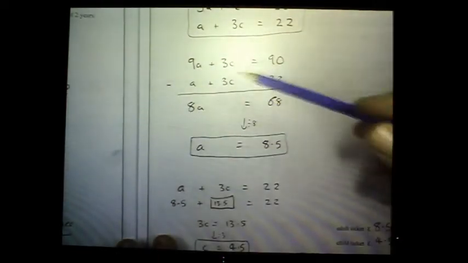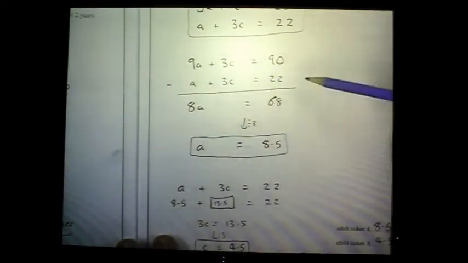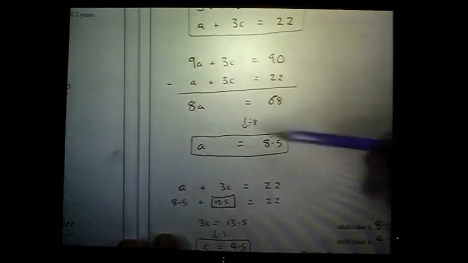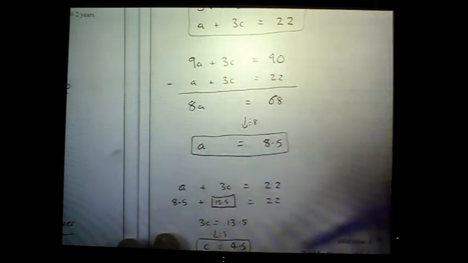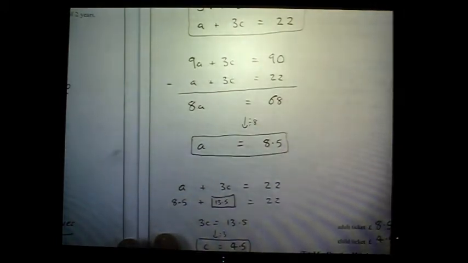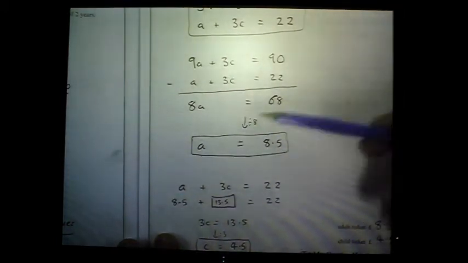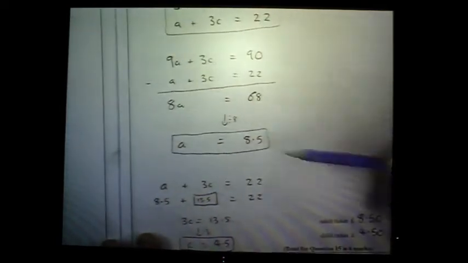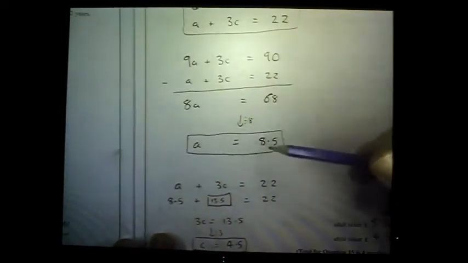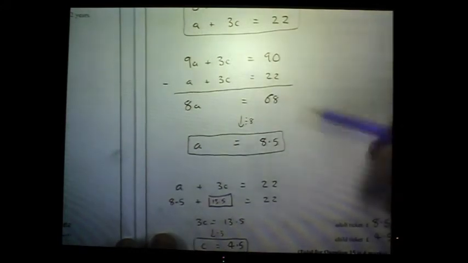I've shown I'm subtracting. 9A take A is 8A. That take that goes to nothing. That take that is 68. I want to get A on its own, so it's being multiplied by 8. So how do you undo a multiply by 8? You divide by 8, obviously both sides. So adult ticket is 8.5. Obviously that's £8.50, but I'll go back, I'll sort that out at the end.